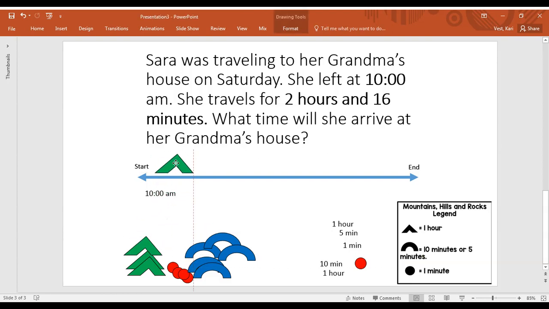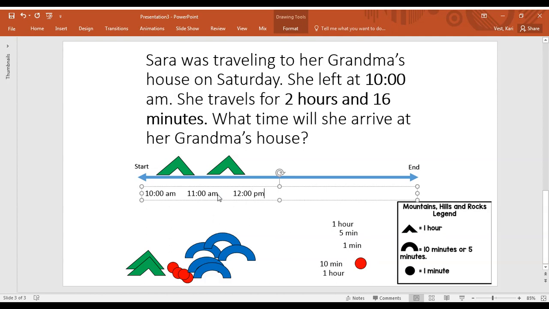It's important to know that she started traveling at 10 a.m. So 10 a.m. plus 1 hour would give us 11 a.m. So not quite lunchtime yet, but almost. Okay, one more hour for the 2 hours. It is now 12 o'clock p.m. That's important.